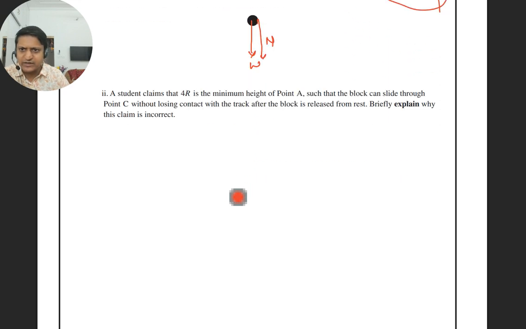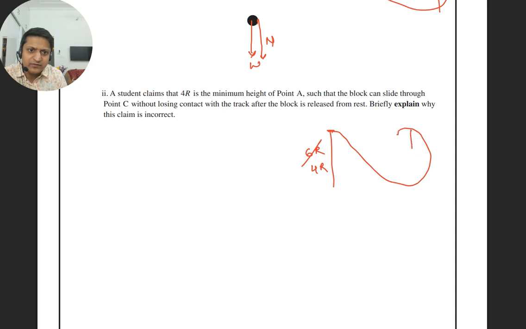Then the second part: a student claims that 4r is the minimum height of point A. So now this was point A from where it was starting. Earlier 6r was given, but the student says no, it is 4r such that the block can slide through point C. Point C was like this. This was also 4r, without losing contact with the track.